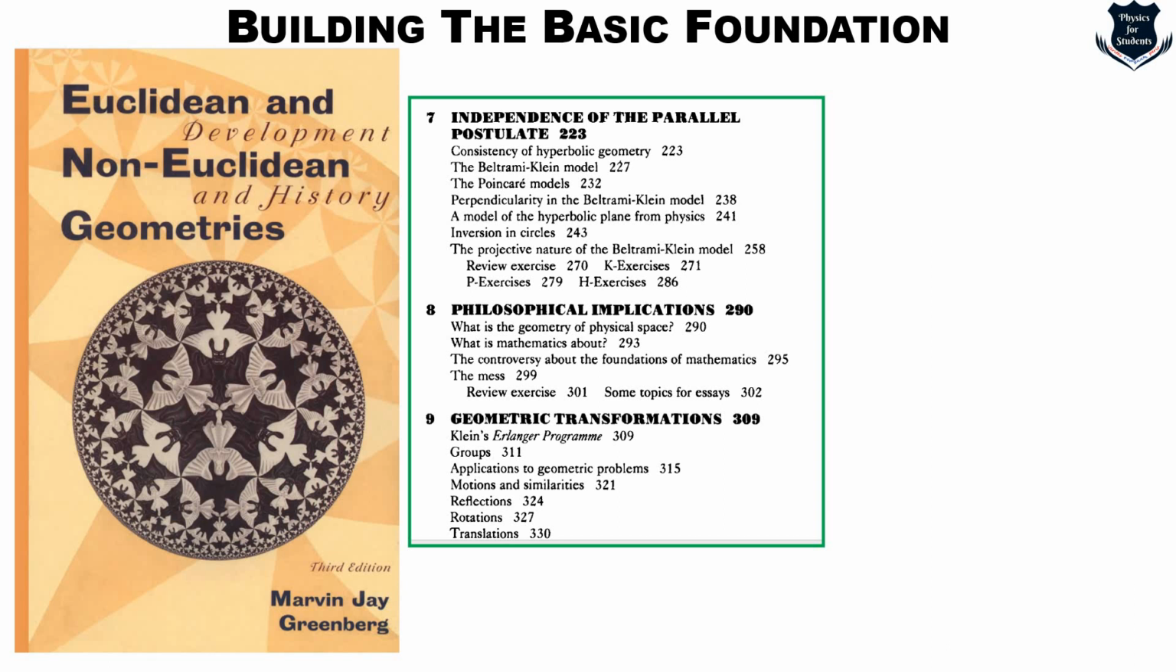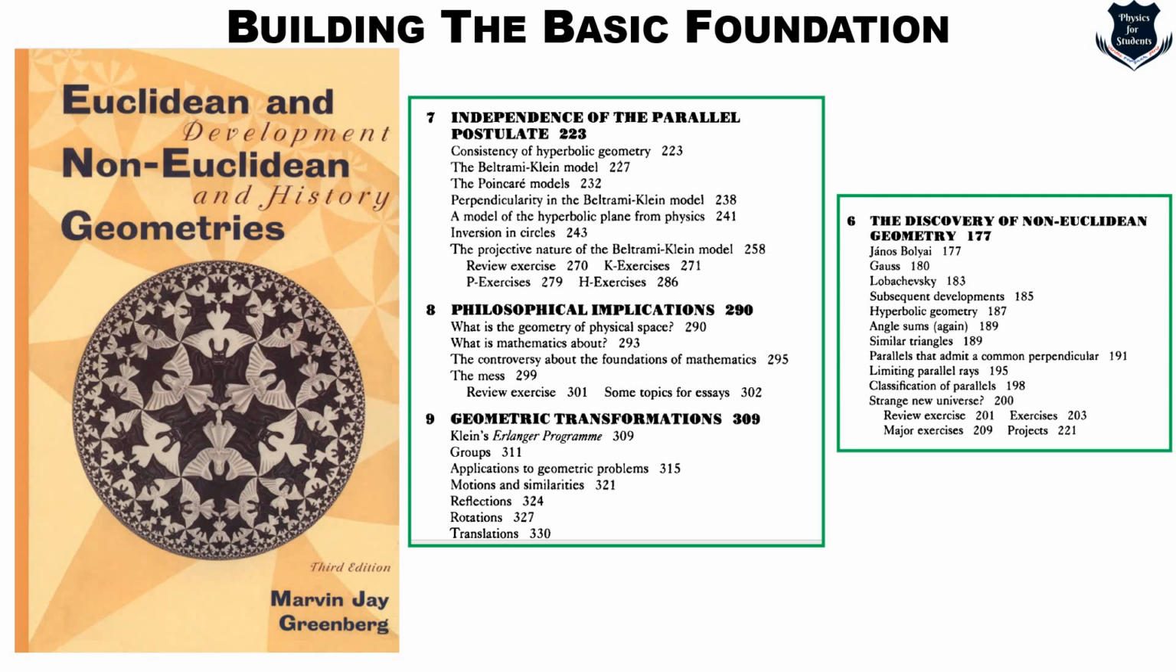There are certain philosophical implications on the structure of physical space, and then he moves into geometric transformations, motions, similarities, reflections. I mean to say how Euclidean geometry actually is transformed, and this transformation is basically done through those things, right? And then we find the discovery of non-Euclidean geometry, where the contributions of Gauss, Lobachevsky, and others come into play.